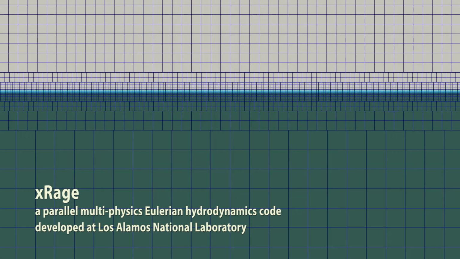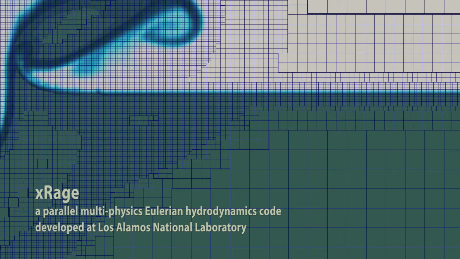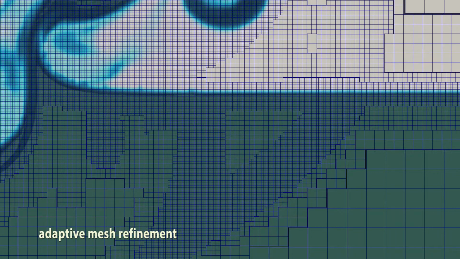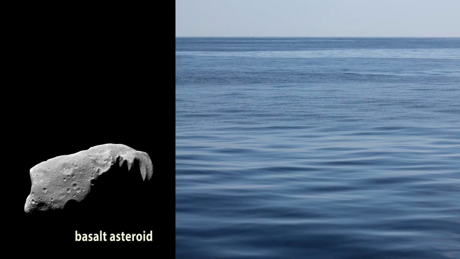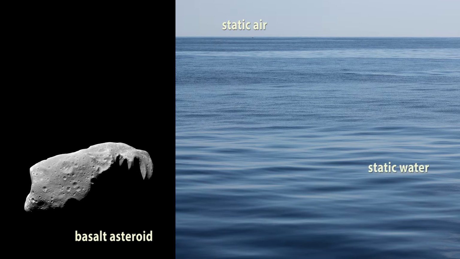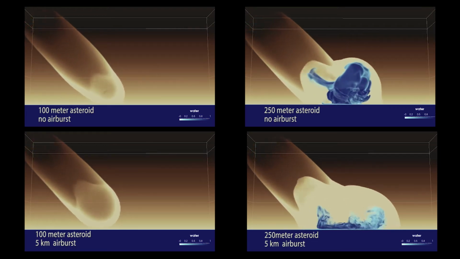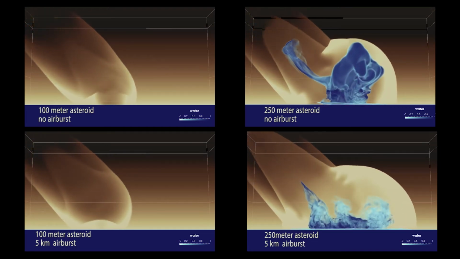We used X-RAGE, a parallel multiphysics Eulerian hydrodynamics code. X-RAGE uses adaptive mesh refinement to continually subdivide computational cells in important areas, applying more computing power to where it's needed. Our simulations contain 3 materials: a basalt asteroid, static air, and static water. Initially, all kinetic energy is assigned to the asteroid. By studying different runs from the ensemble, we see the effects of varying asteroid size, angle of impact, and airburst.